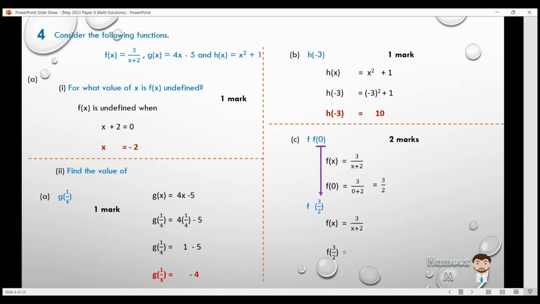So f of 3 over 2 is 3 over 2 plus 2. 3 over 2 plus 2 in the denominator would be 3 over 2 plus 4 over 2, which is 7 over 2. So 3 divided by 7 over 2. And of course, when we're dividing fractions, we can multiply by the reciprocal. So 3 times 2 over 7, and that works out to be 6 over 7. So the f of 0 is 6 sevenths.